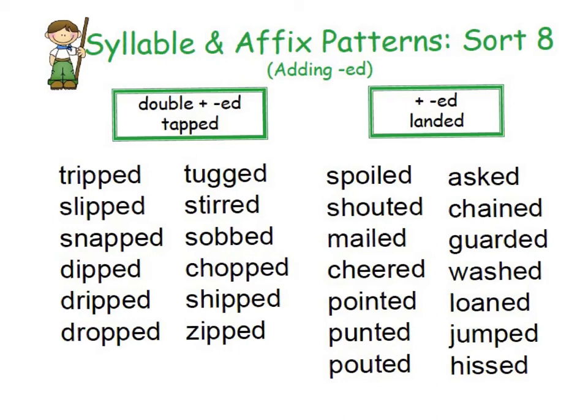And now we look where we added our ed to the base word. You're going to notice a lot of those words have the long vowel sound with two vowels together. And where we added an ed to the base word, we have spoiled, shouted, mailed, cheered, pointed, punted, pouted. You should also have asked, chained, guarded, washed, loaned, jumped, and hissed. Make sure you have all of your words under the correct pattern.